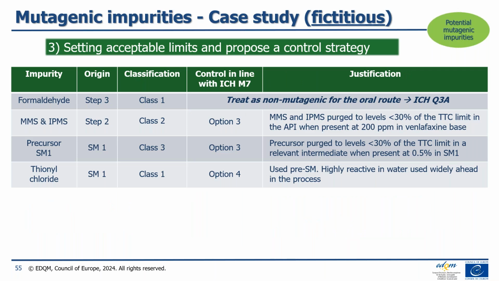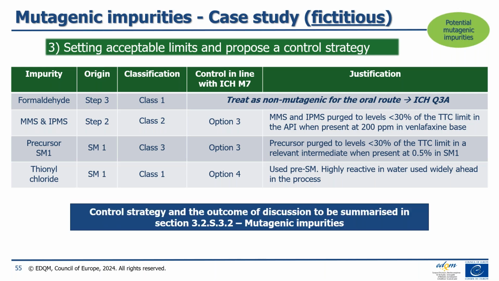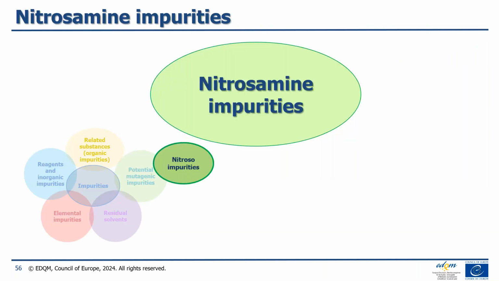So this is the exercise that we would be expecting to see in your dossier, and the control strategy and the outcome of the discussion, including the classification of each impurity as well as the control which is being proposed, so for class 1, 2, and 3 impurities, has to be summarized in the impurity sections, so section 3.2.S.3.2 under mutagenic impurities. So now coming to nitrosamine impurities.